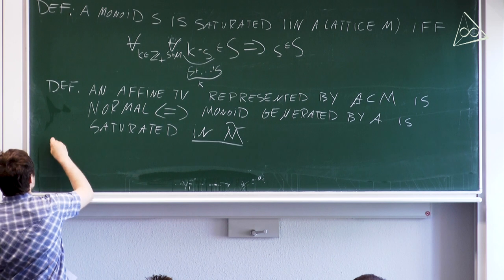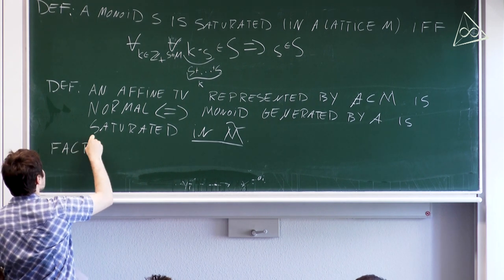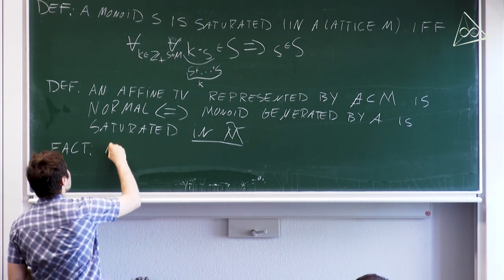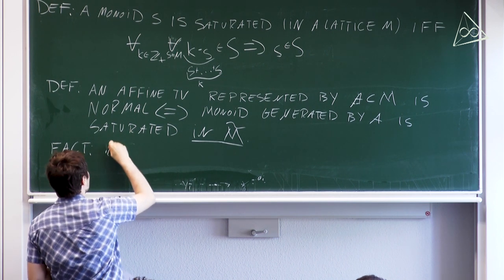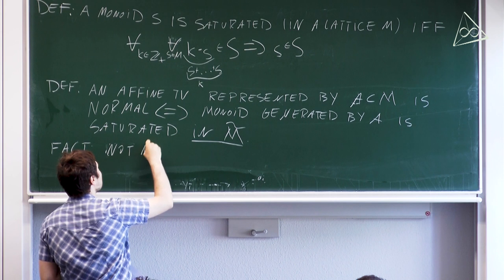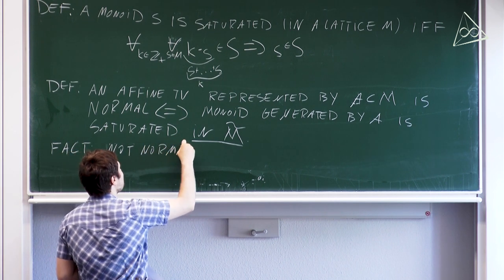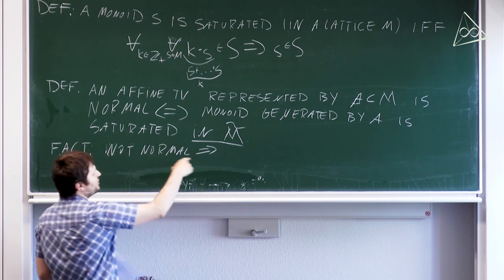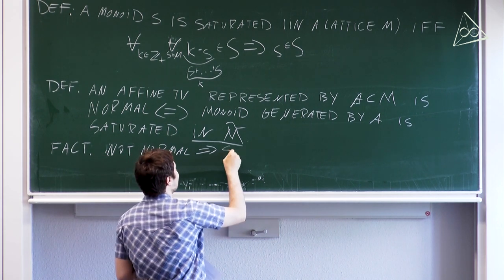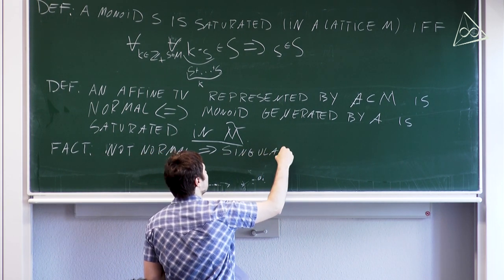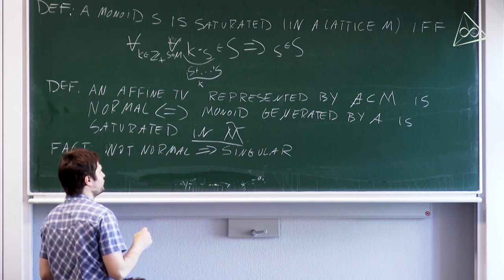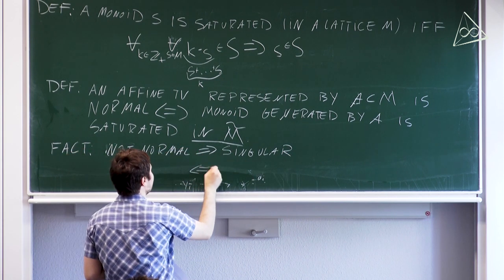Now, in general in algebraic geometry, not normal implies singular, or rather, normal fails is implied by singular. So there is only an implication. But for curves, there is an if and only if.